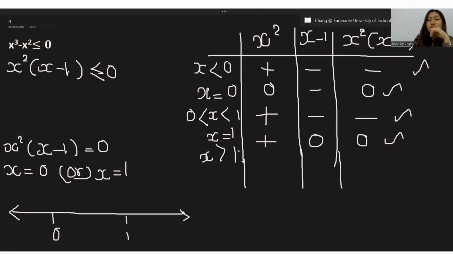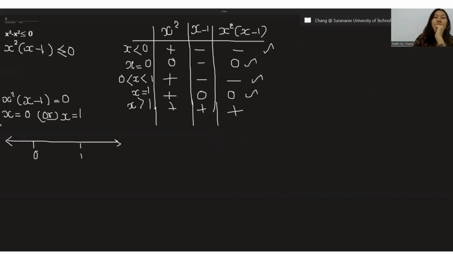When x is greater than 1, maybe let's consider 2. Okay, 2 squared, you will get plus 4. 2 minus 1, you will get plus, right? So when you multiply two positive values, you will get positive. All right, so you don't need to take this one because it's greater than 0. So there are 4 intervals you need to take.